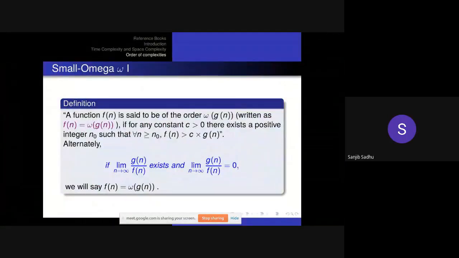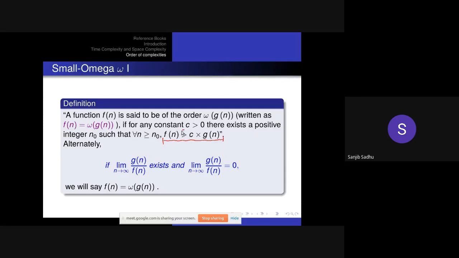Now small omega is also there. I have never seen an application of it. It is of very little use, I think. But technically you should know what small omega is. Just the opposite definition. A function fn is said to be small omega of gn if for any constant c greater than zero, there exists a positive integer n naught such that for all values of n greater than or equal to n naught, fn is greater than c into gn, not equal to. Check it. This is the definition.